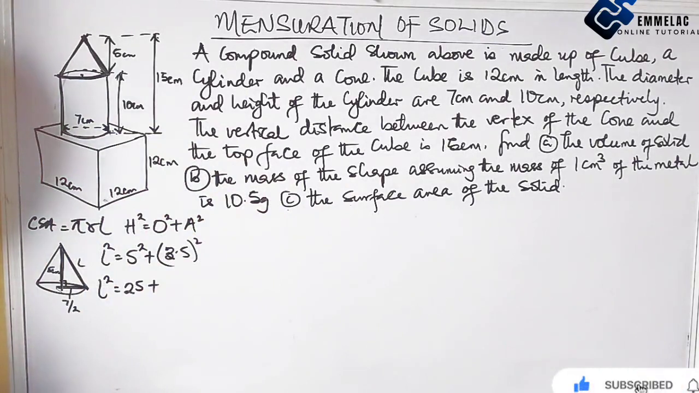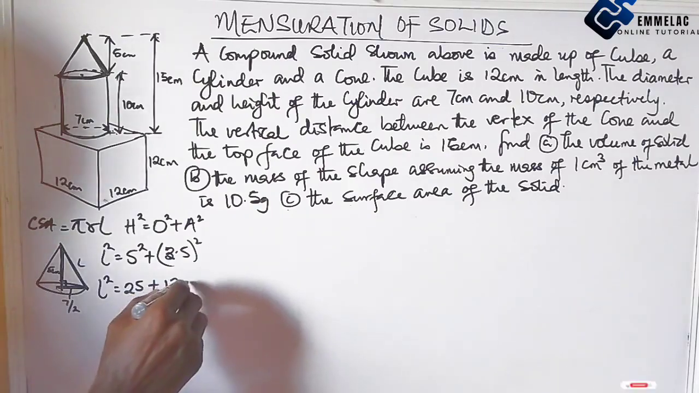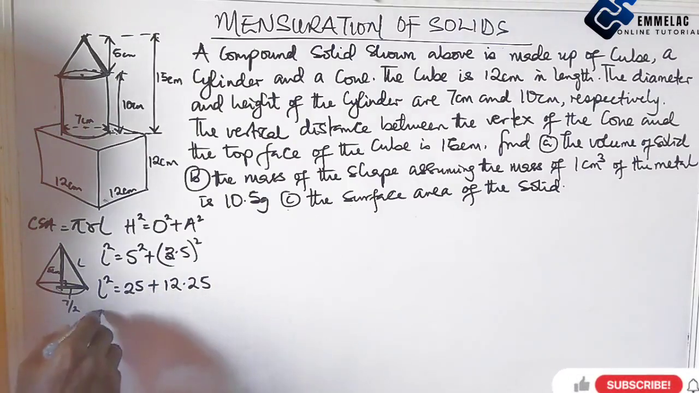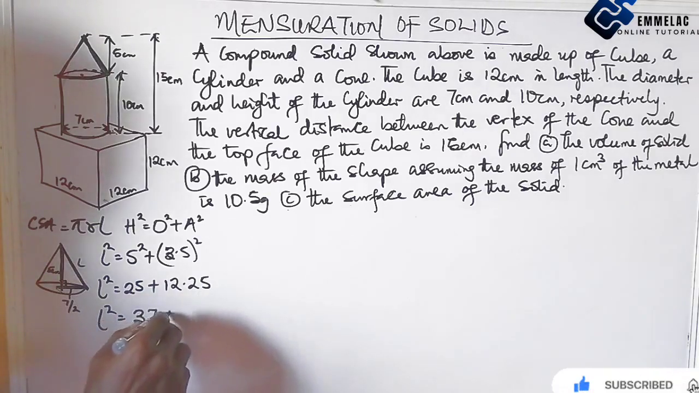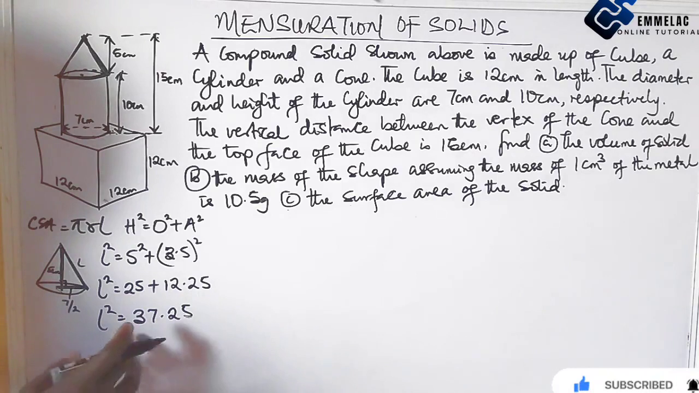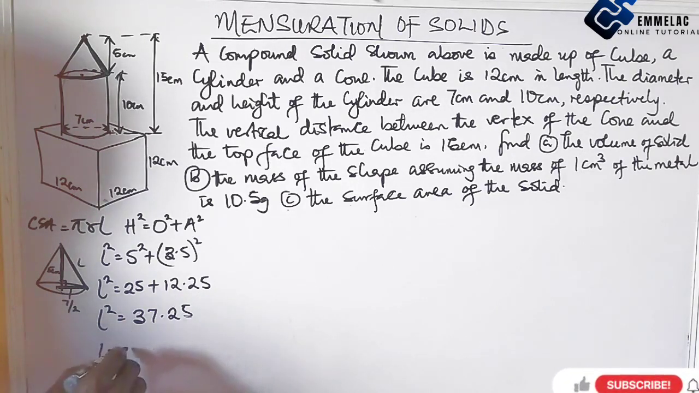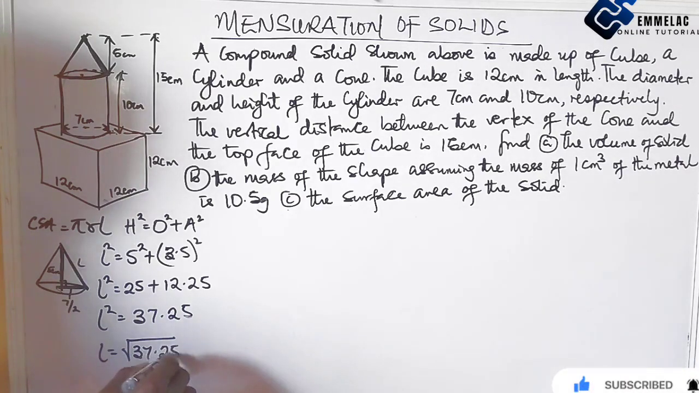so 3.5 times 3.5. Now this will give us 12.25. Now if I add this together, plus 25, this will be 37.25. Now finding the square root, let's square both sides. So our L will give us, we're actually looking for the positive value, so I will not be putting plus or minus. So here we have 37.25.